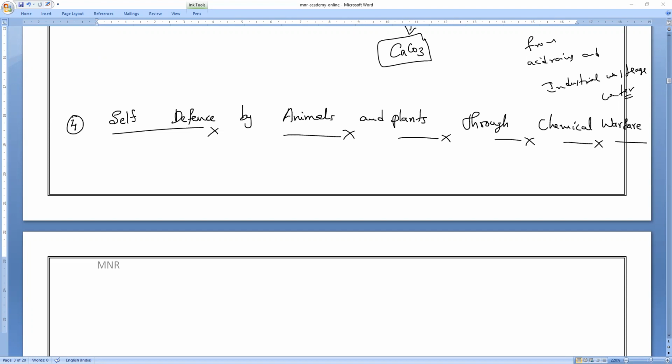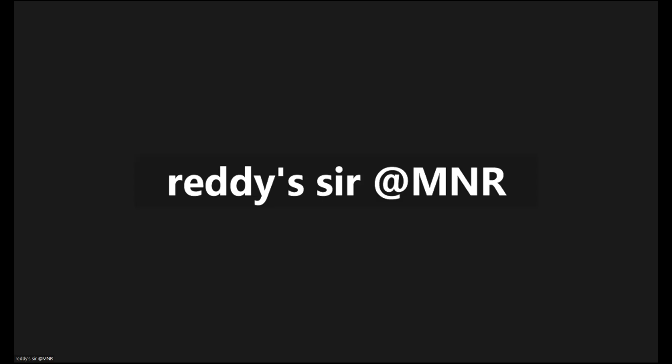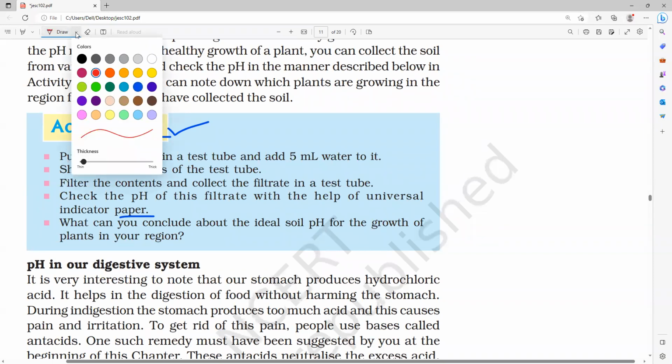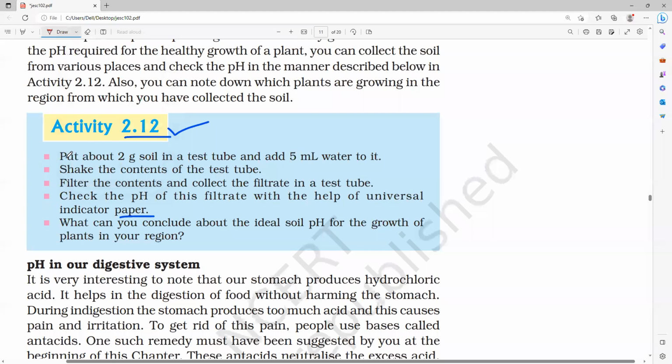And what is the pH of soil? In activity 2.2, I just told you how to find the pH of our soil. So what can you conclude about the ideal soil pH for the growth of plants in our region? Check the pH of this filtrate with a universal indicator paper. Based on the color change, we can decide whether our soil is too acidic or too basic. Am I right or wrong, everybody?